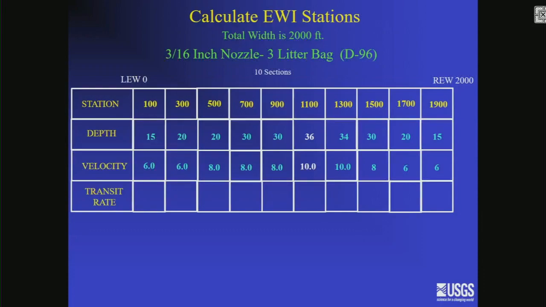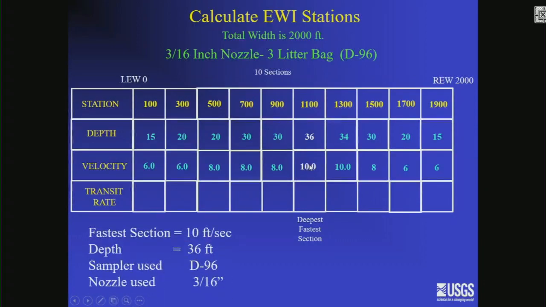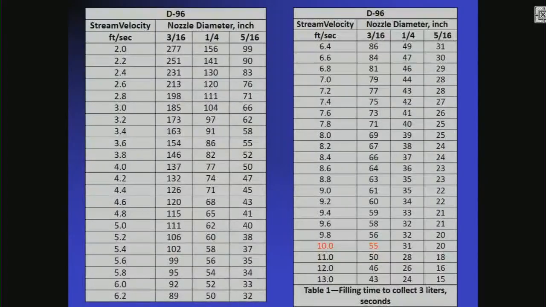So the deepest, fastest section is this one right at 1,100 feet. It's 36 feet deep, 10 feet per second, and this is where we want to pick our transit rate. So how do we do that? The nozzle we're using for this scenario is a 3/16 inch. So the first thing that you could do is do some tests by lowering the sampler and see how long it takes to fill that bag.